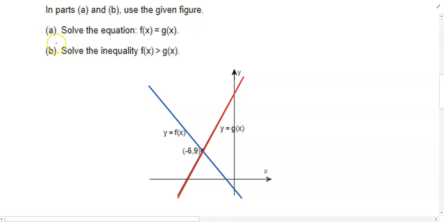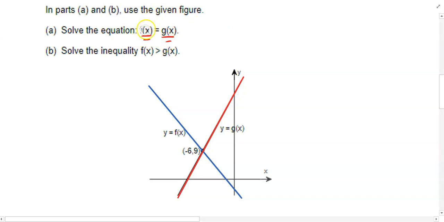So for part A, again, we're being asked to solve the equation f of x equals g of x. Well, once again, when we solve the equation, we're trying to find the x values that make the y value claim, if you will, true.